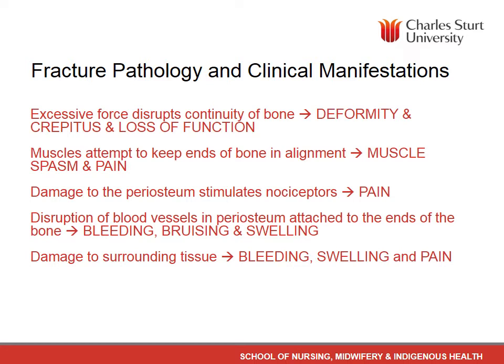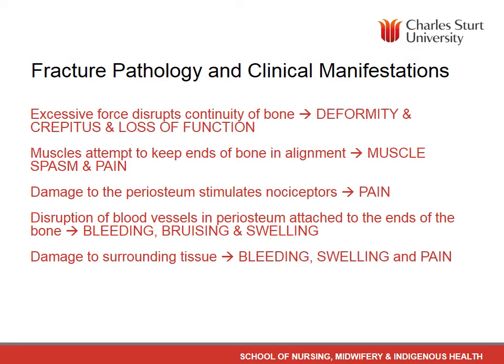What then happens is that muscles start attempting to keep the ends of the bones in alignment, and that can result in muscle spasms, which are painful and lead to significant pain as well. We talked about the periosteum, which is a membrane that lines the outside of the bone, and that contains blood vessels and also nerves. So damage to the periosteum stimulates nociceptors, which then send messages to the brain, and that results in the person experiencing pain.